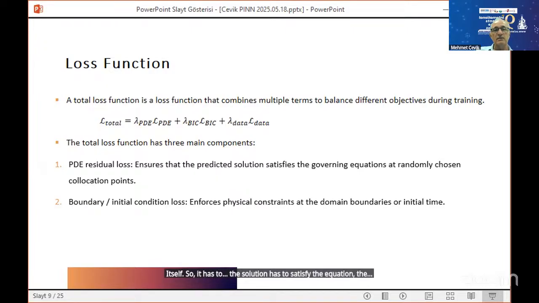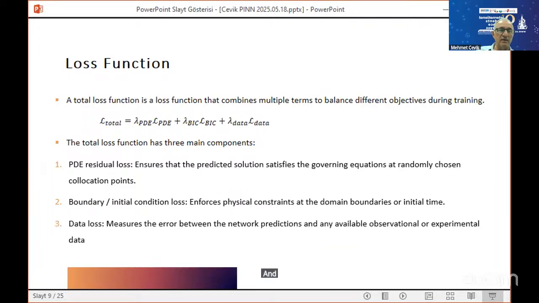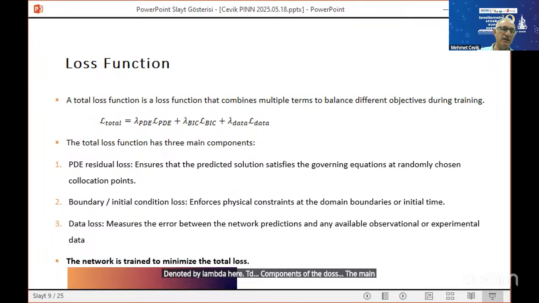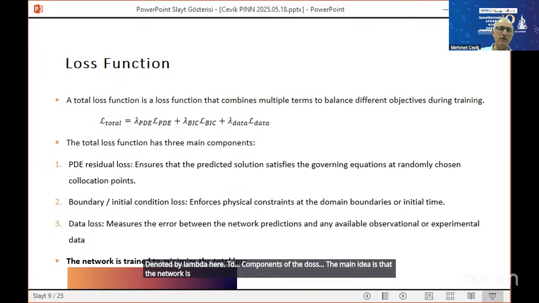The solution has to satisfy boundary and initial conditions. So we have a loss term related to boundary and initial conditions. And finally, there might be a loss related to available observational or experimental data. Each of them has some contribution, denoted by lambda here. Three components of the loss. So the main idea is that the network is trained to minimize the total loss.